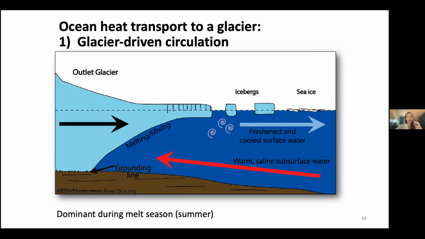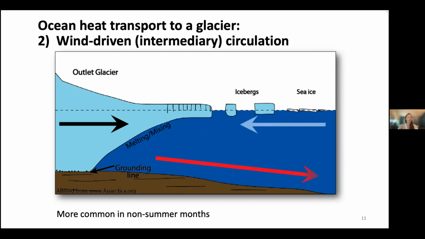Another way that you can transport heat towards the glacier is through wind-driven intermediary circulation. And this occurs when you have winds blowing along shore just off the coast. This pumps water in at the surface and out at depth. And then when those winds reverse or weaken, then it pumps water in the opposite direction in the fjords right in front of the glacier. And so you get this oscillatory motion in the circulation.